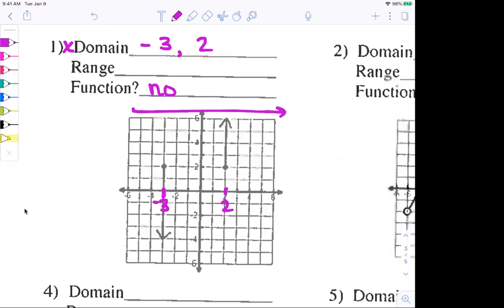So when I write this as a domain, I write this in the little squigglies because it's only touching those 2 x values. Those x values are not connected. Questions on that?